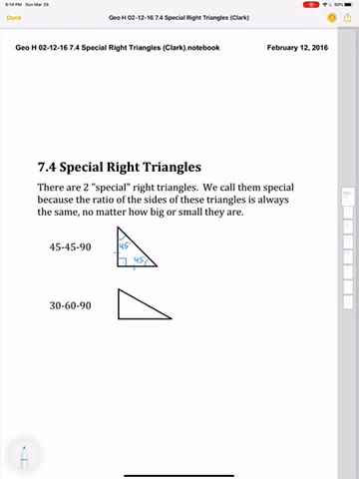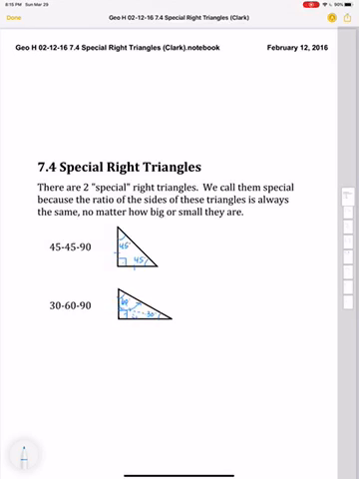The other special right triangle that comes up a lot is a 30, 60, 90 right triangle. So here you have 90 degrees. The smaller angle is 30 degrees. The larger angle is 60 degrees. And this makes sense if you look across from the 30, you have the smallest side of this triangle. Across from the 60, you have the medium size of this triangle, the altitude. And across from the 90, you have the largest side, the hypotenuse.